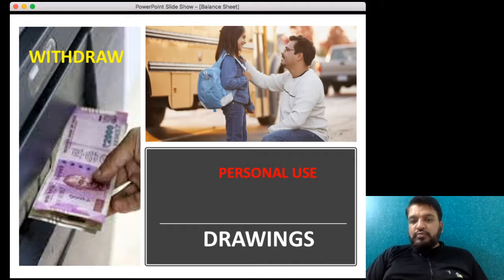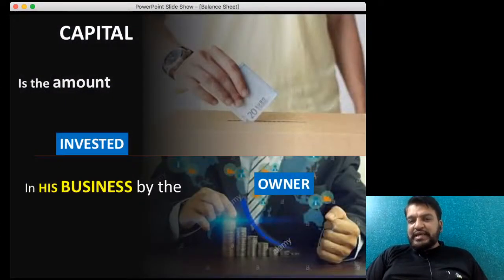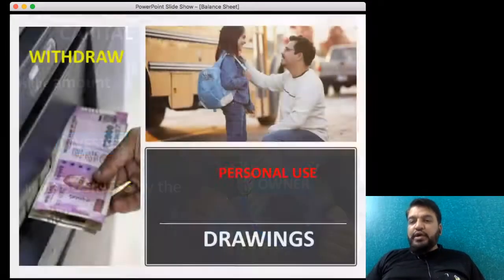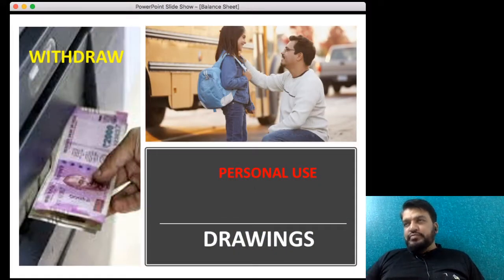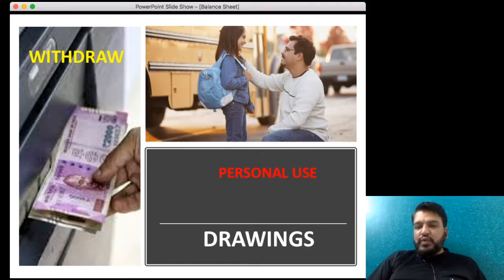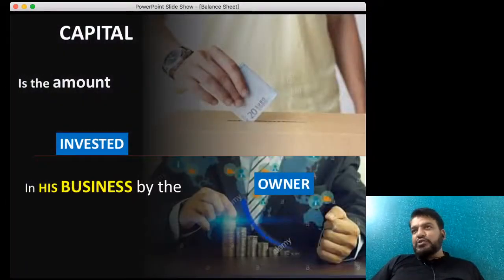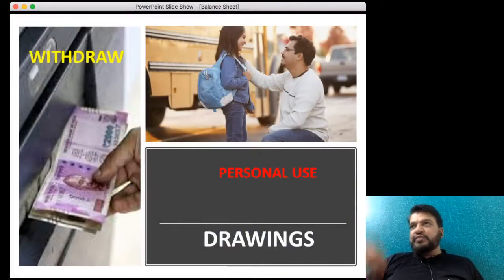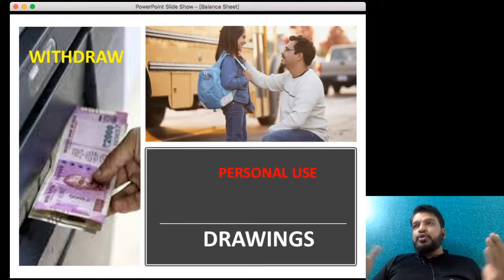Another thing you need to understand is that capital increases the amount the owner has in the company, and drawing reduces the amount he has invested in the company. For example, he's invested 1 lakh rupees, so the company has to pay back the owner 1 lakh. But for example, he did drawings of 10,000. Now the company is liable to pay only 90,000, not 1 lakh. Now the owner has only 90,000 in the company.